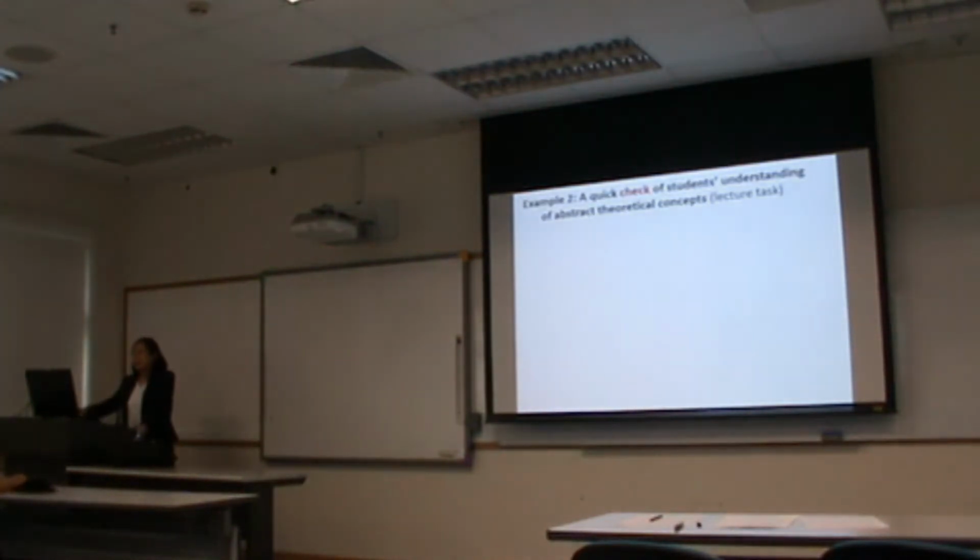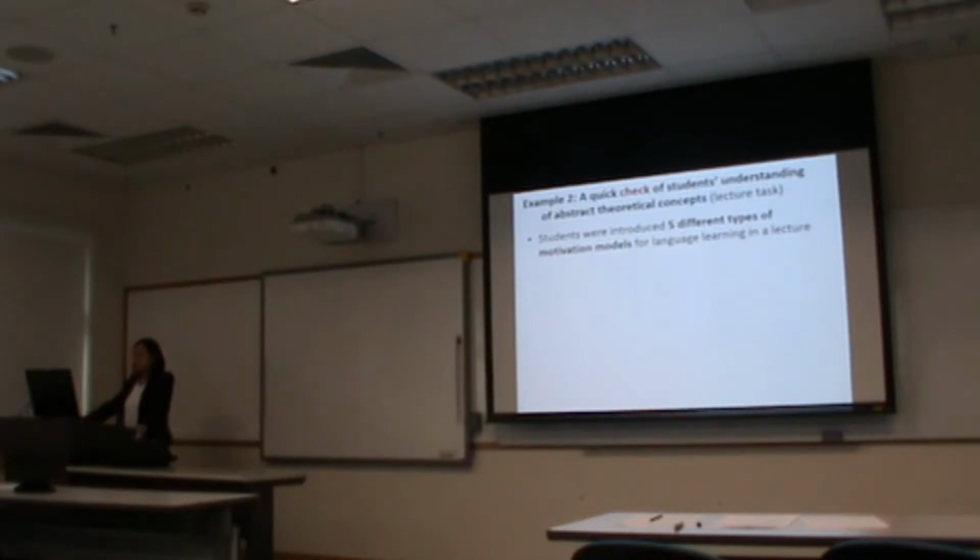Okay, so I just showed you one example which I use to elicit student examples. And for this next task, I use it to have a quick check of student understanding of the abstract or theoretical concepts that have been introduced in class. For one class, I introduced students to 5 different types of motivation models for the psycholinguistics course. Students often tell me that they don't like this course because it seems related to psychology. They're not interested in that. It's too abstract for them.